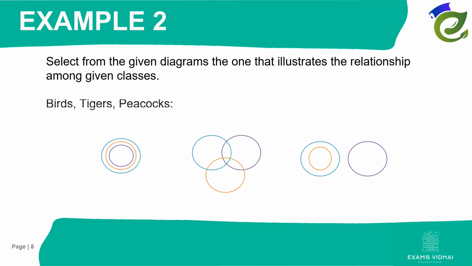So moving on to the first question, birds, tigers and peacocks. Here we have three sets, set of birds, set of tigers and set of peacocks. Let us first consider the set of birds. Now we know that peacock is a kind of bird, which means that peacock is a subset of the set of birds. So this is how we represent a subset. Further, the set of tigers does not share any intersection with the set of birds. Hence, the correct answer would be option 3.